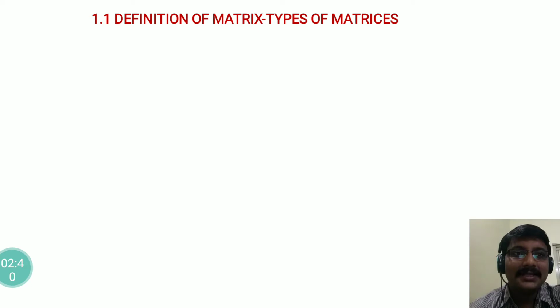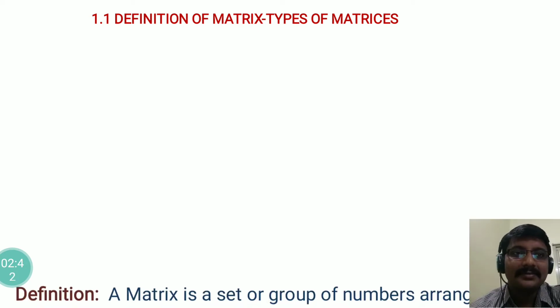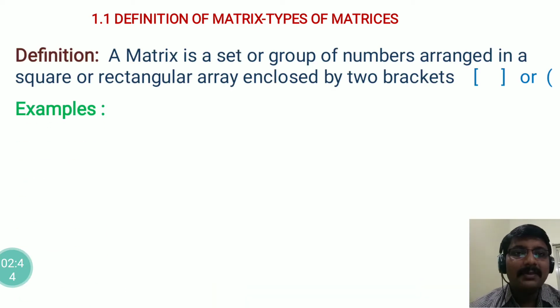Definition of the matrix, types of matrices. The definition of the matrix is a set or group of numbers. The numbers may be real numbers or complex numbers which are arranged in a square or rectangular array enclosed by brackets. Closed brackets can be used or open brackets are also used. Examples.